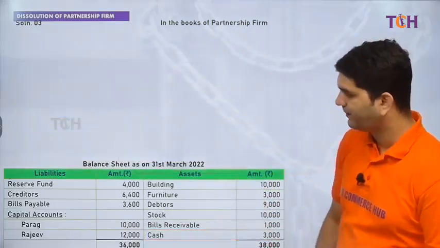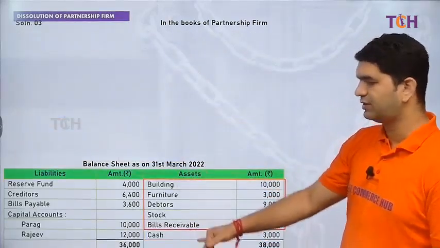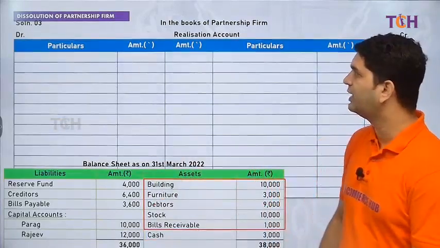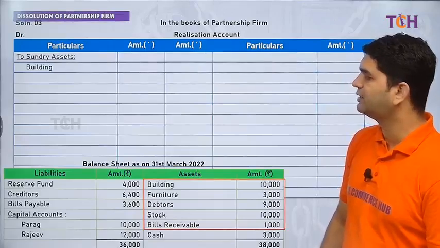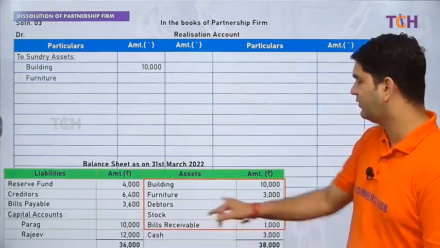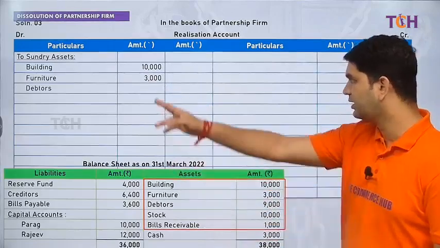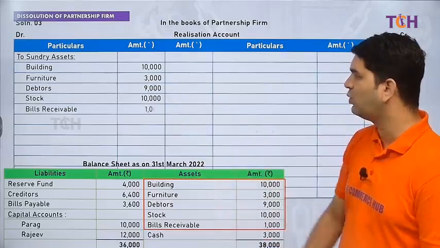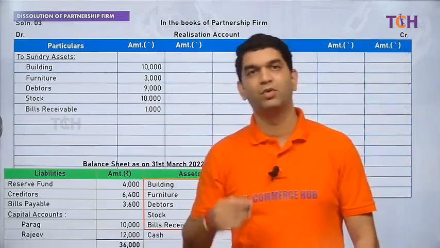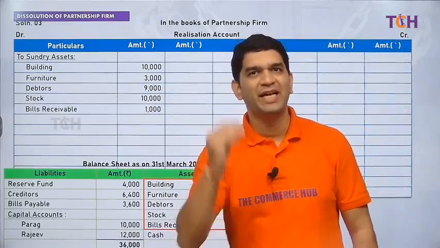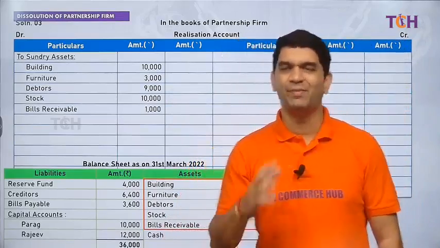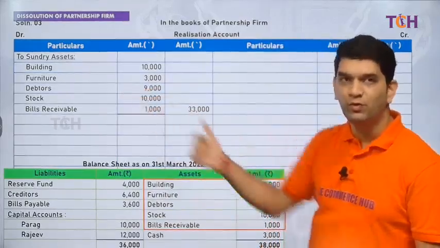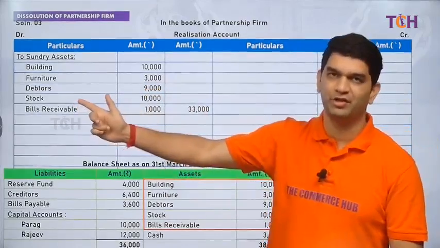Now, next one. We have all these assets. We will be recording them on the debit side of the realization account. So, to sundry assets: building 10,000, furniture 3,000, debtors 9,000, stock we have 10,000 and bills receivable we have 1,000. I hope you remember the step where we have to transfer all assets except cash bank to the realization account on the debit side. So the total of it is 33,000. This is at book value we have transferred, the same value as in the balance sheet.